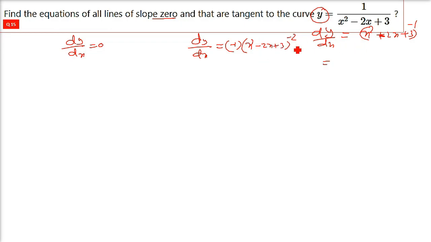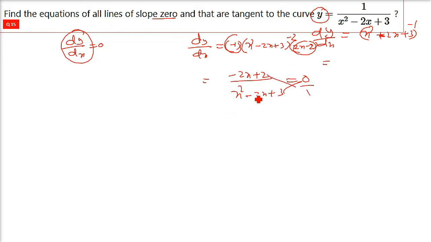So what do you get? You have to differentiate x square minus 2x also, so it will be 2x minus 2. What do you get? Just multiply by negative here. So minus 2x plus 2 in the numerator, and (x square minus 2x plus 3) squared in the denominator, and this is equal to 0, which is given in the question. When you cross multiply, you will get minus 2x plus 2 equals to 0. So in this you get minus 2x equals to minus 2. You can just divide both sides by negative 2. You will get x is equal to 1.